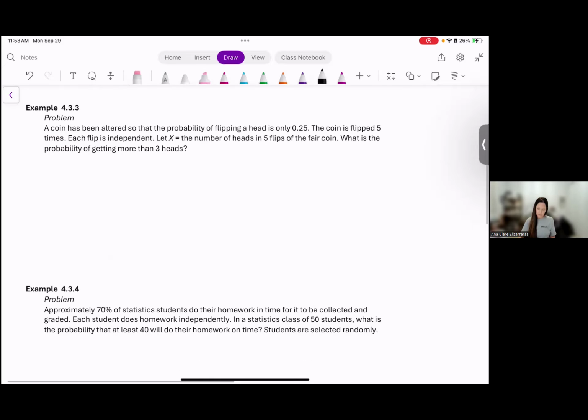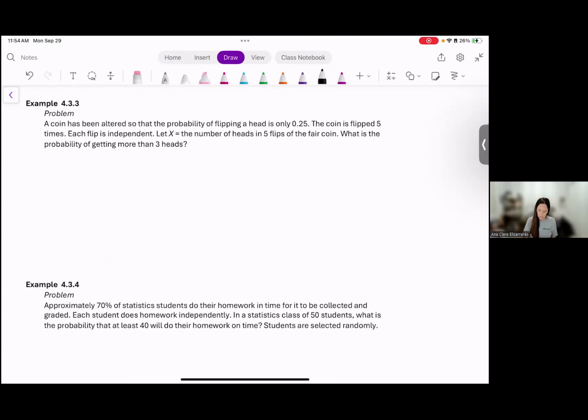All right. A coin has been altered so that the probability of flipping a head is only 0.25. This means the coin is no longer fair. I'm more likely to flip a tail. The coin is flipped 5 times. Each flip is independent. Let X equal the number of heads in 5 flips. What is the probability of getting more than 3 heads?